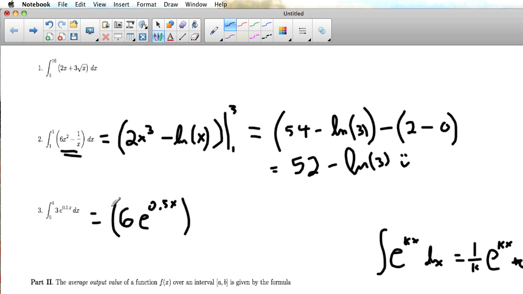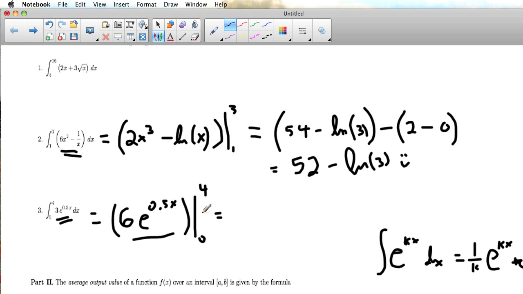And so the reciprocal of 0.5 is 2, so if I have 3 times the reciprocal of 1/2, that's 6. And again, it's very easy to take the derivative of this and see that it really is equal to the integrand. So we can always check our antiderivatives using our derivative rules. So this needs to be evaluated between 0 and 4.